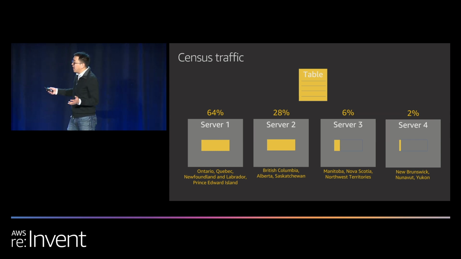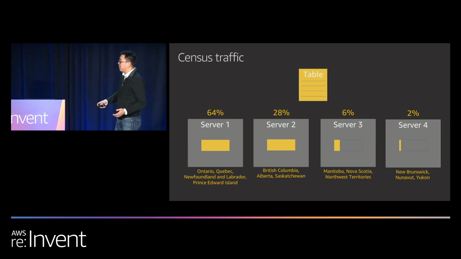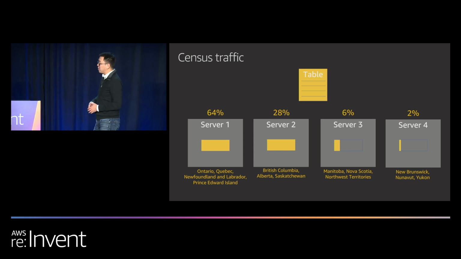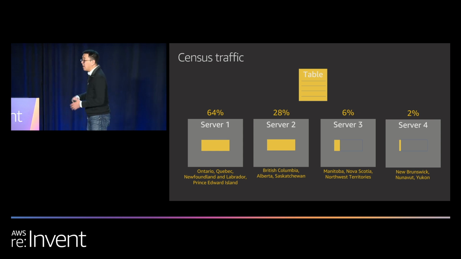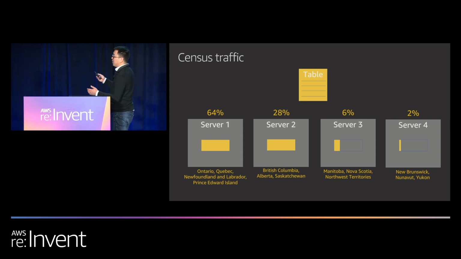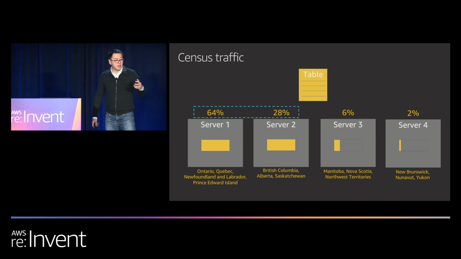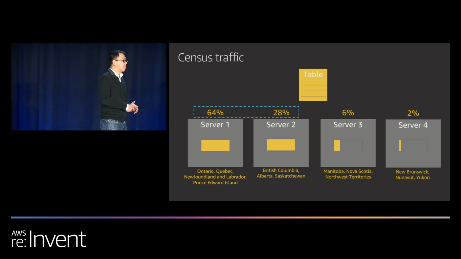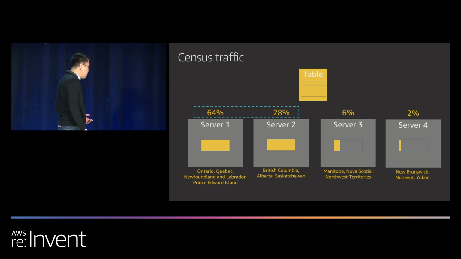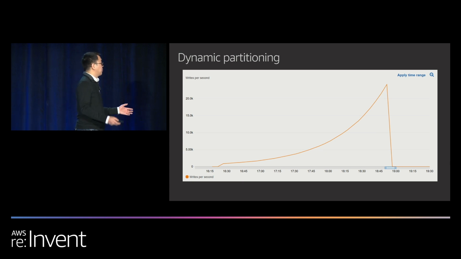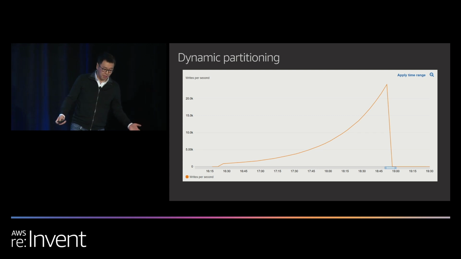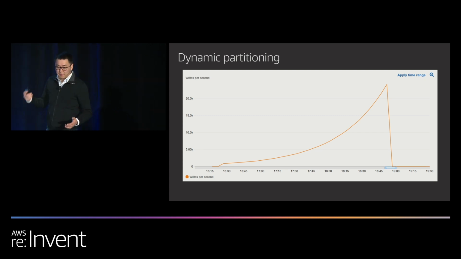So, by chance, the two most populated provinces are on the same partition, and British Columbia and Alberta, which are the two next most populated provinces, are now located on the second partition on server 2. Combined, these two partitions are driving 92% of this workload's traffic. So you might expect that for such an imbalanced workload, DynamoDB is going to lead to a lot of throttling. In fact, what actually happens is, after about 3 hours of running this workload, you can see a pretty smooth upward ramp. There is actually no throttling, and that's because of adaptive capacity.